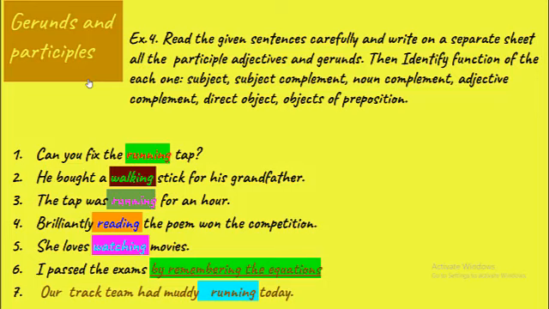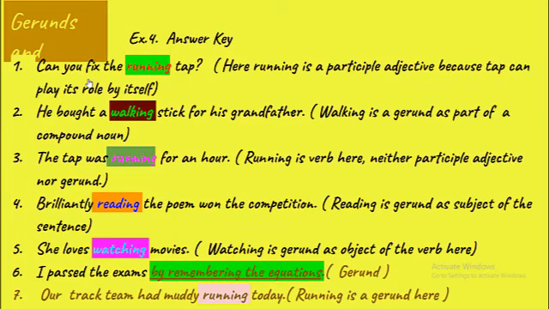But if you want to know more about the functions and if you have worked out, we can see the answers. Are you ready to see the answers? If yes, here we have. You can see and read all the answers and you can jot down the functions. Can you fix the running tap? Here running is a participial adjective because the tap can play its role by itself. When you run, the tap can definitely run by itself. So it is being used as an adjective.